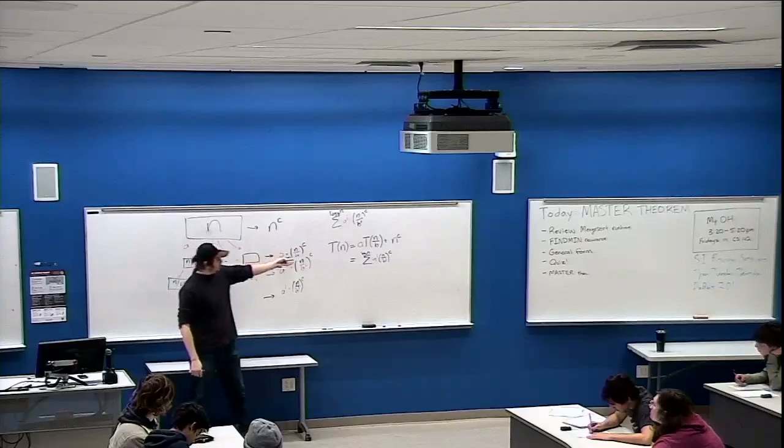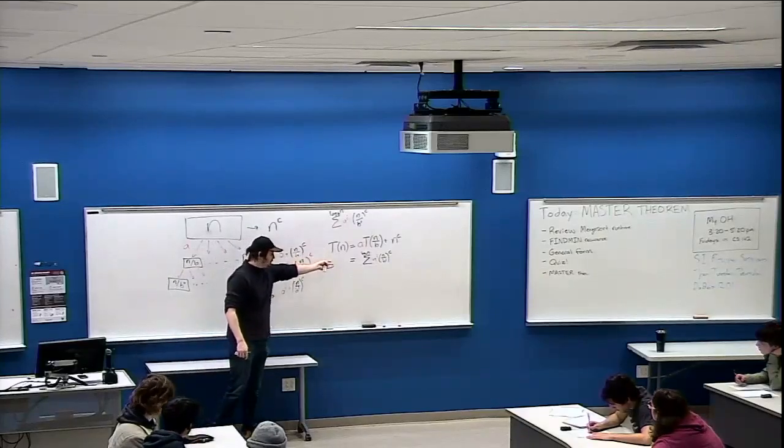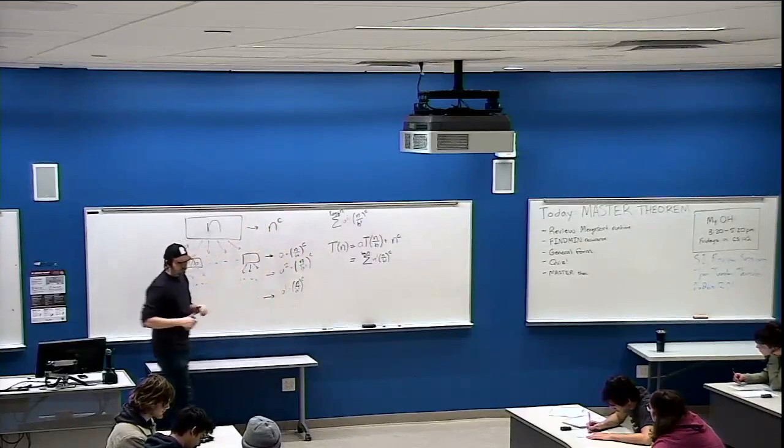To be very explicit, this is what we solved earlier. We said that T of n was equal to this. That's what all this work was for, in case anyone missed that.